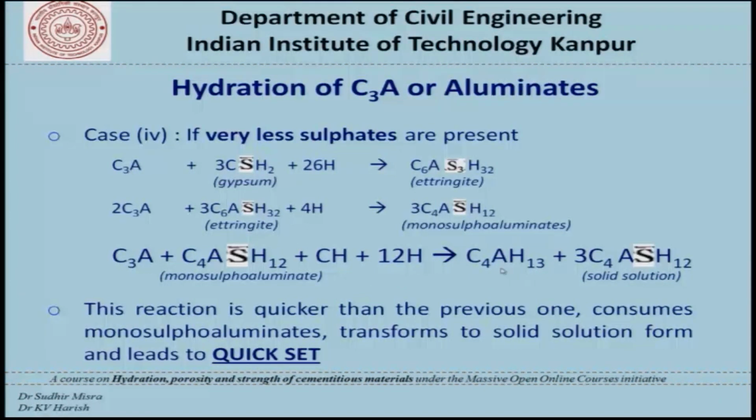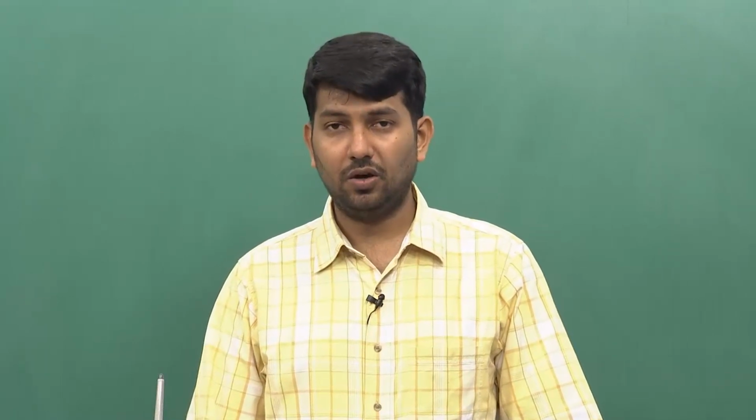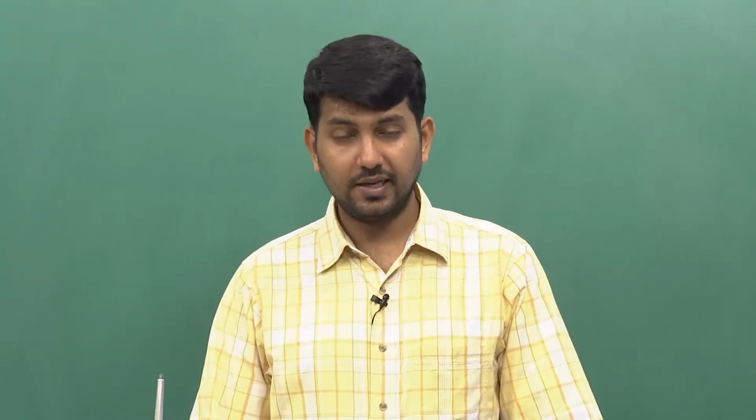So you will have C4AH13 plus C4AS̄H12, and both of them will be in the form of solid solution. Remember that this compound is again monosulfoaluminate. The difference between this and this is that this will be in the form of solid solution, this will be only in the form of hydrated solid. This reaction is quicker than the previous one and consumes monosulfoaluminates and transforms to solid solution, and many times is referred to as quick set. Remember that in the hydration of Portland cement based paste systems, we usually target only normal set. We do not want flash set, we do not want quick set, and we also do not want the next case, which I will discuss right away.